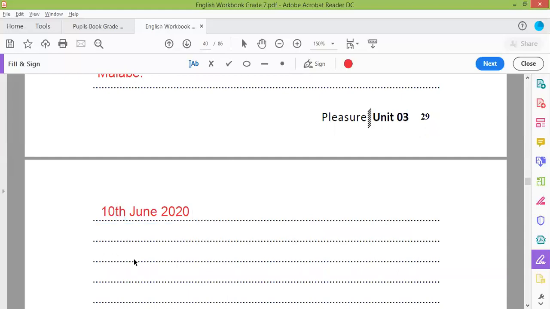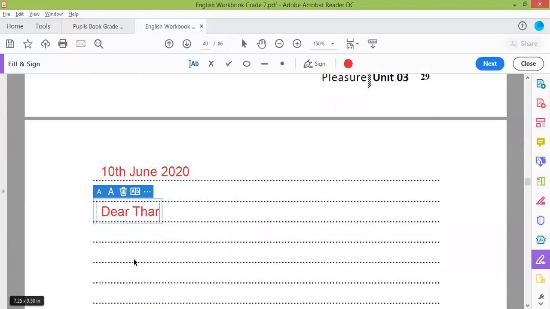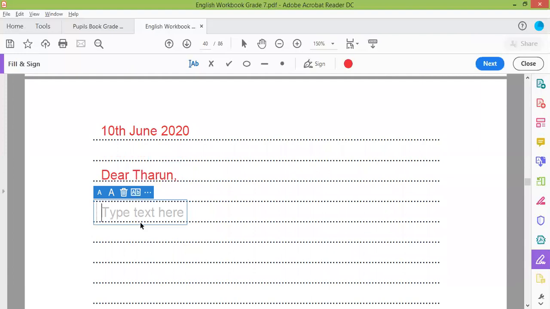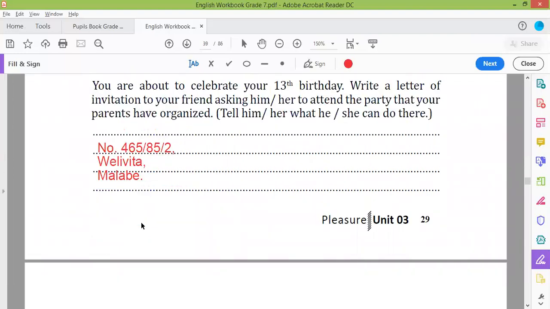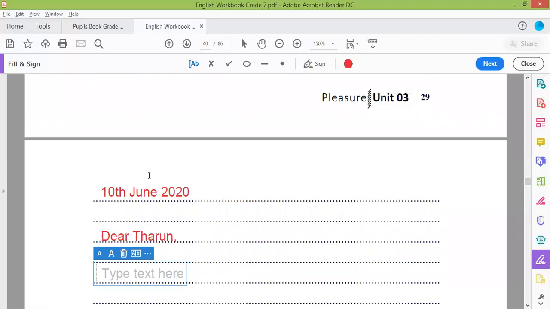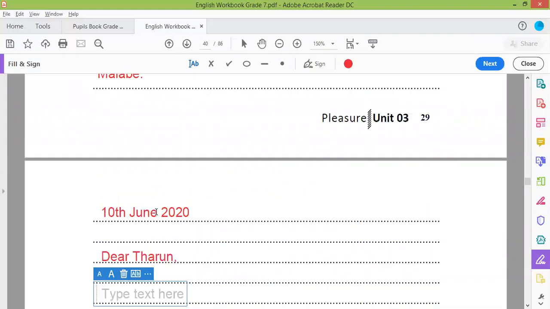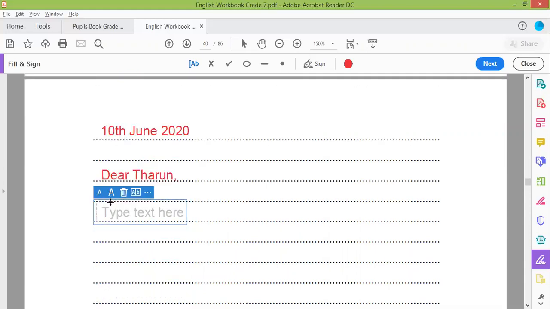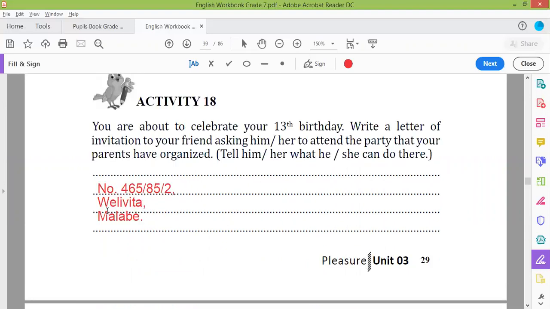And then you write the salutation, dear Tarun. After all the greetings or salutations, you need to put a comma, right? Now we are going to invite him. So, those who are doing this in the video, you think of your friend, your address, and this date, and write about your birthday. Okay. Now, tell me, when is your birthday? Yes. When is your birthday?